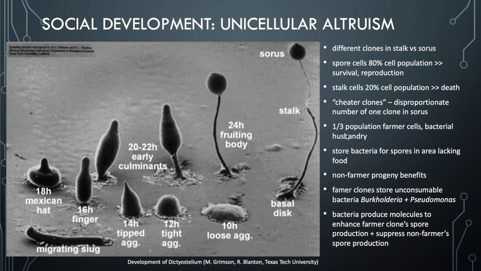However, the rest of the population of the amoebae, so the 2/3, are non-farmers, but their progeny benefits if they end up in the sorus. So the farmer clones additionally stored unconsumable bacteria such as Burkholderia and Pseudomonas, and these serve to produce molecules that enhance the farmer clone's spore production. So if some of the farmer clones get into the sorus, they will have the advantage by having the bacteria to encourage or enhance their spore production while suppressing the non-farmer's spore production.